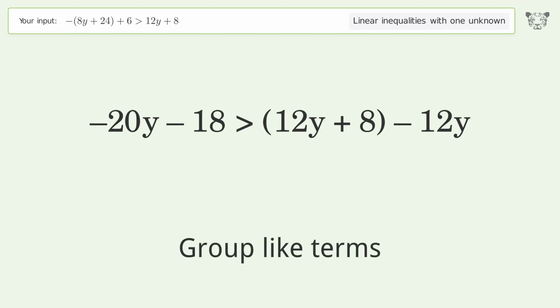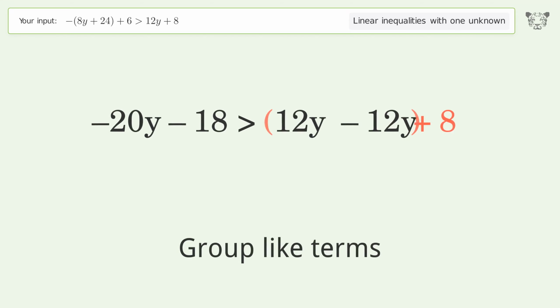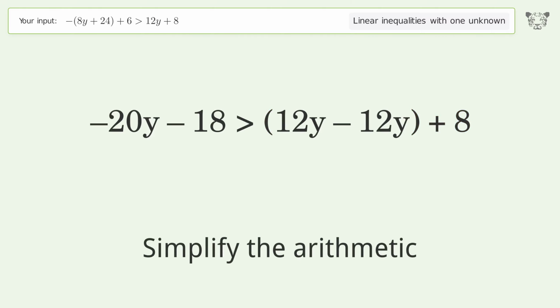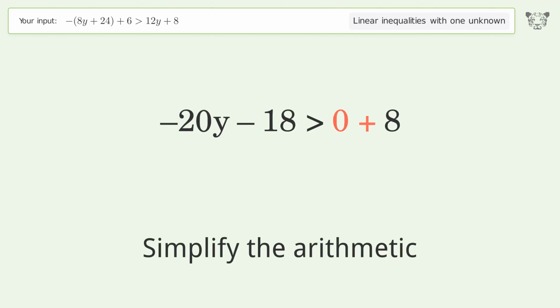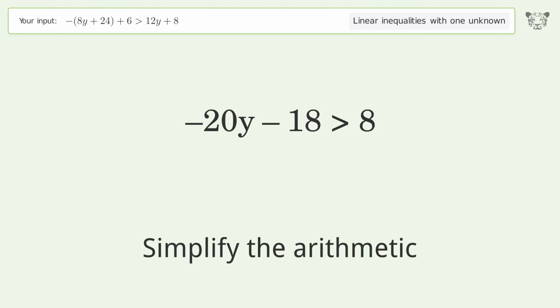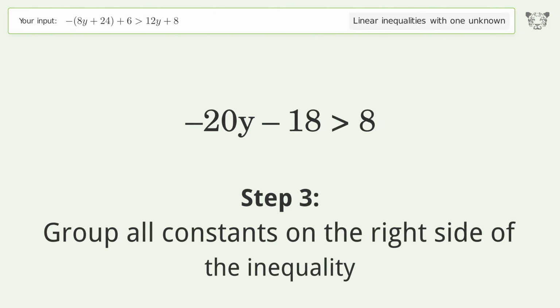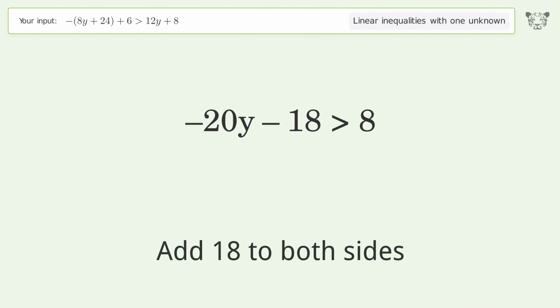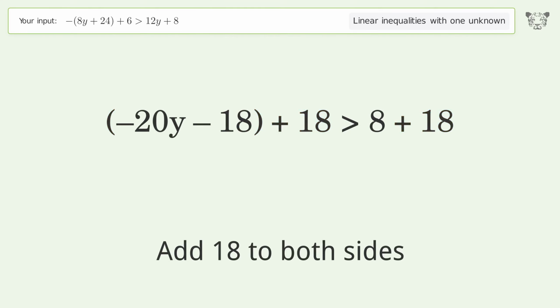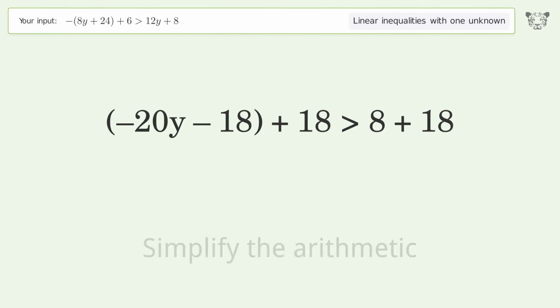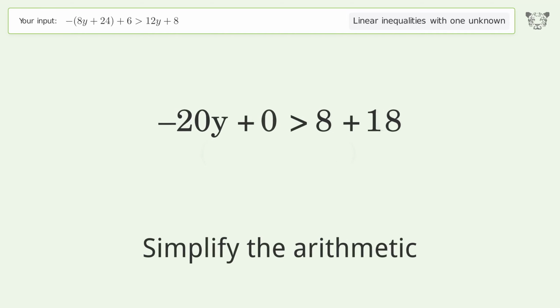Group like terms. Simplify the arithmetic. Group all constants on the right side of the inequality. Add 18 to both sides. Simplify the arithmetic.